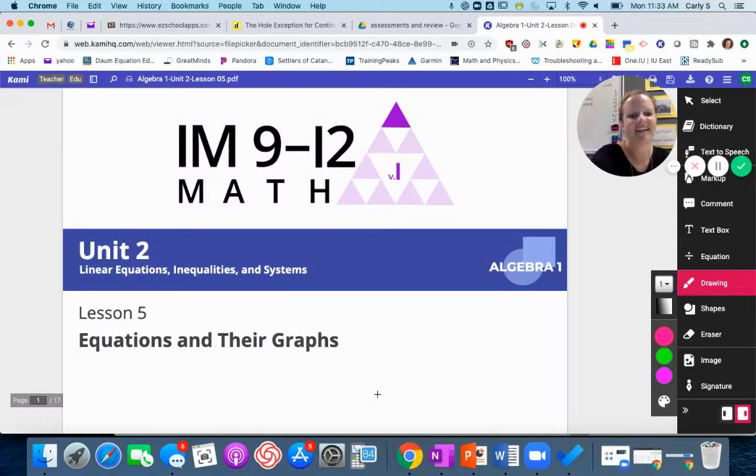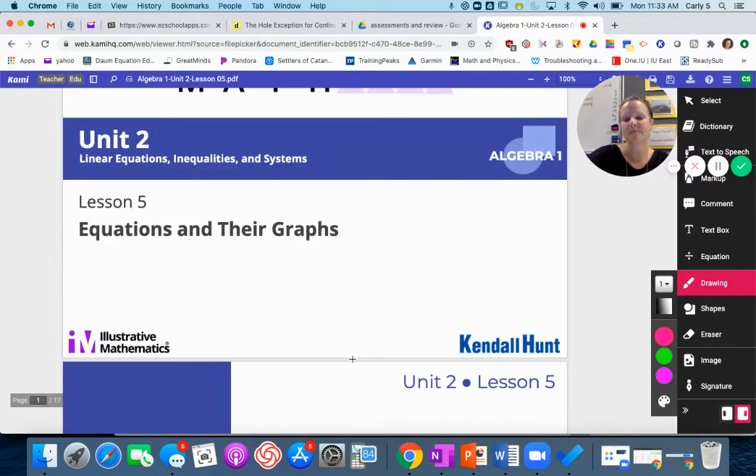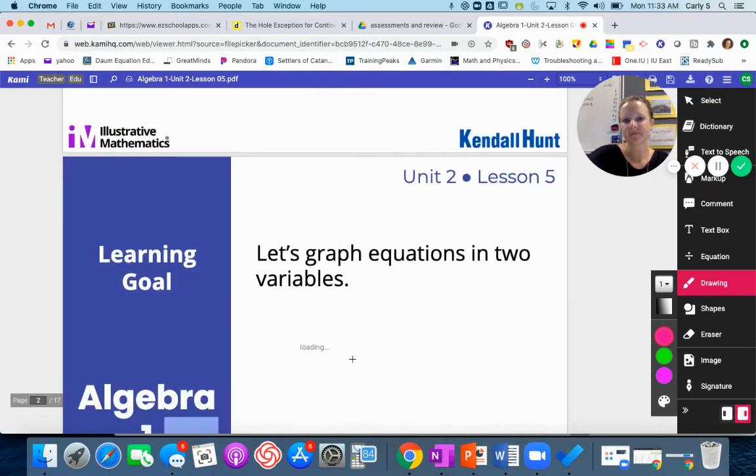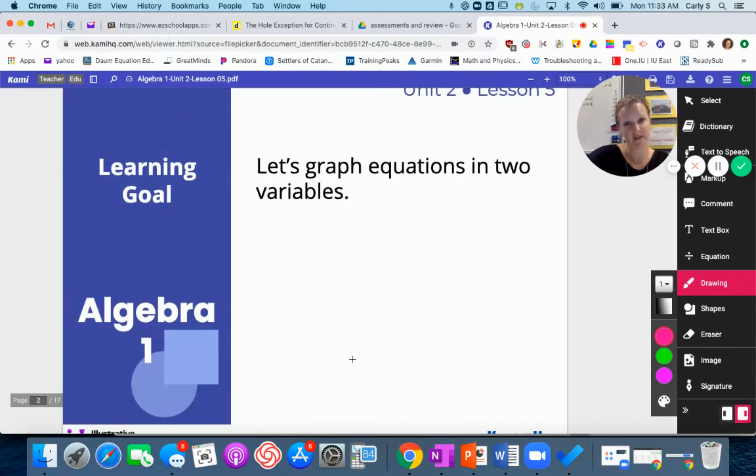Hey there. We are in Unit 2, Lesson 5. So we're still talking about linear equations, inequalities, and systems, but today we are going to continue talking about linear equations. Nothing different today. We're still talking about equations and their graphs. So we're going to graph equations in two variables.